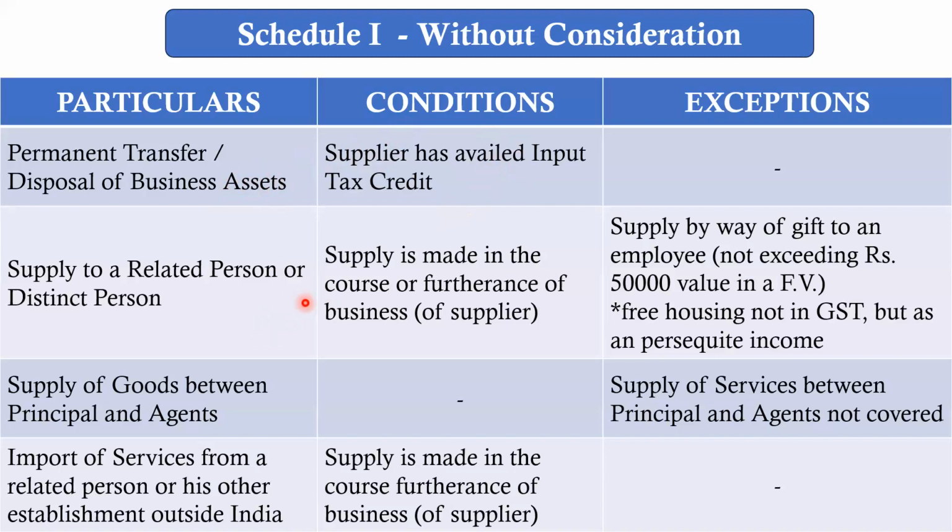If a supply is to a related person or a distinct person, then here the supply is made in the course. The condition over here is that the supply is made in the furtherance course of business, again of the supplier. And the exception to it is the supply by which someone is giving a gift to an employee. So that will not be considered as a supply.